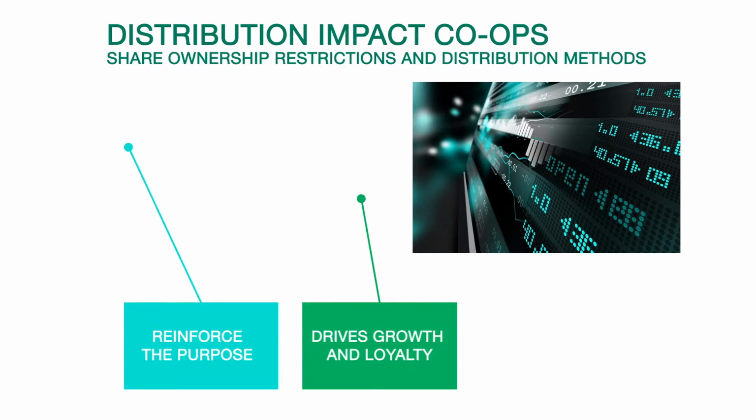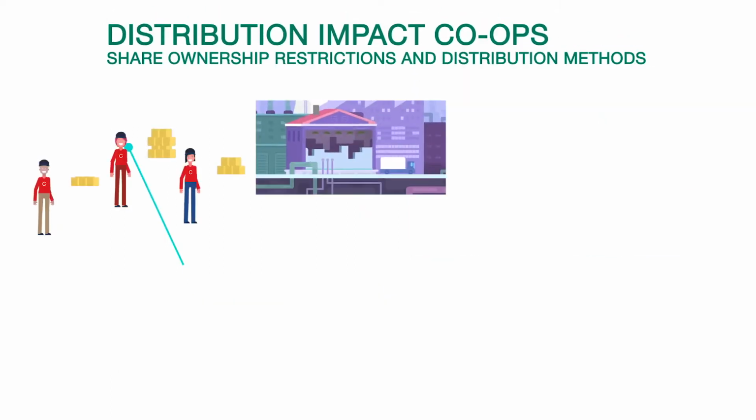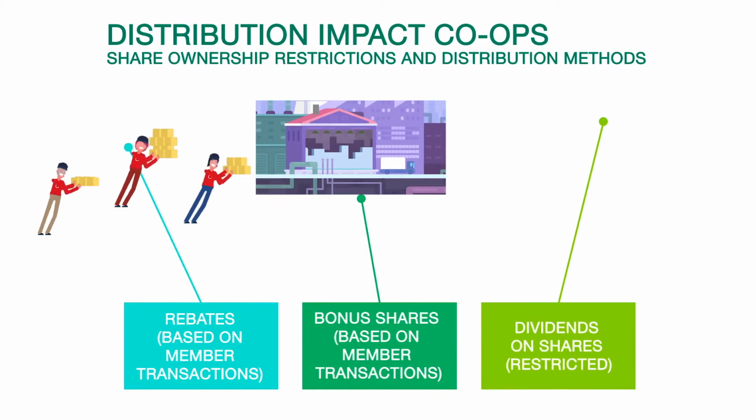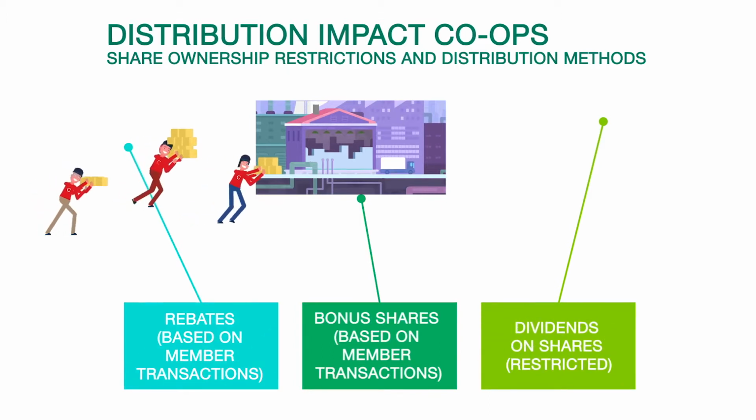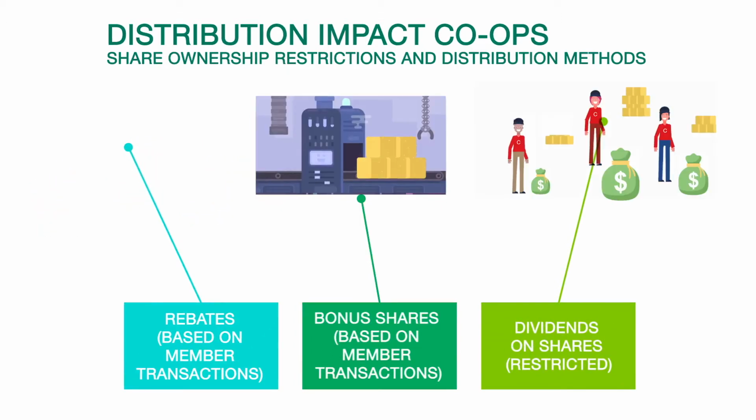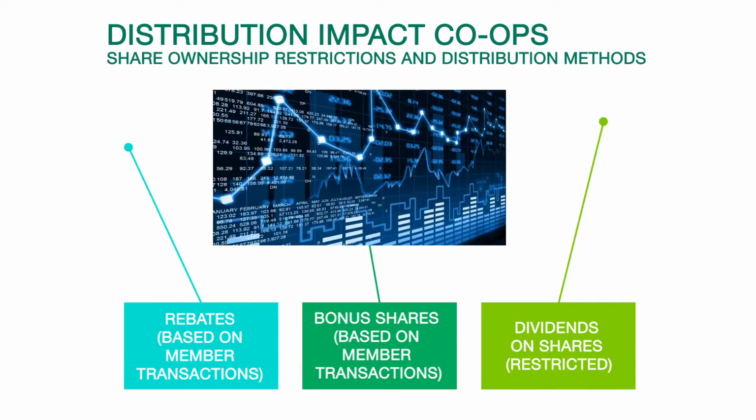A distributing co-op distributes profit differently from companies. Rebates are based on the amount of business done by a member. This encourages more transactions and helps business growth. A co-op can also pay bonus shares, again based on member transaction volume. This saves the co-op from distributing cash and builds up a member's capital.